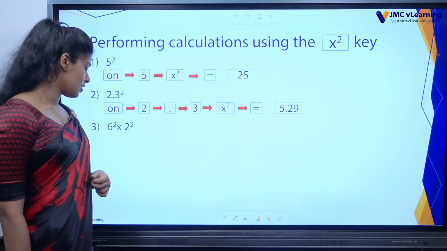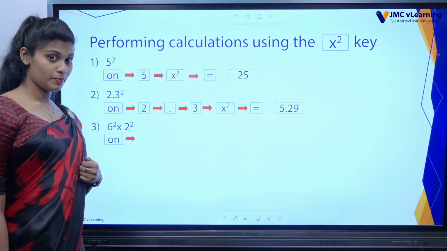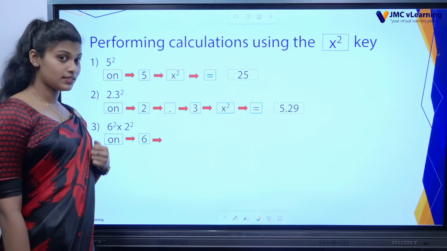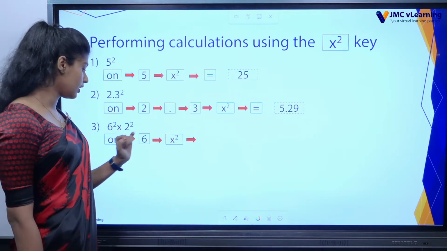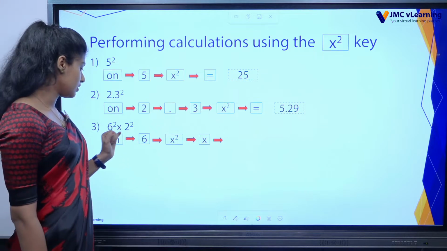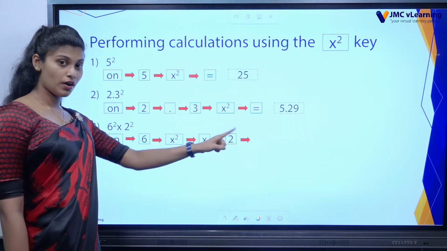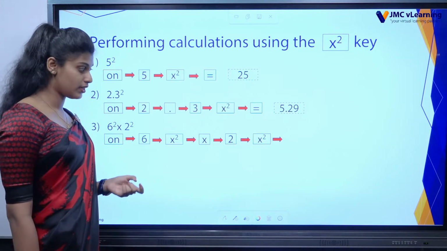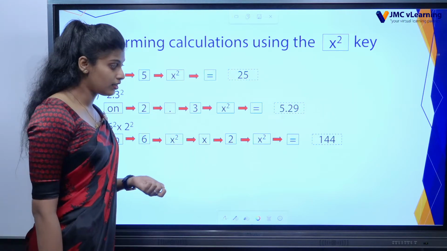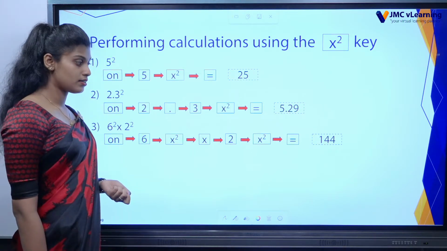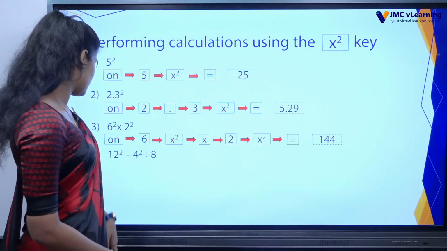6 squared multiplied by 2 squared. Then you have to press the on button, then 6 squared, so press the x squared key, then multiply, then 2 squared, so 2 and then press the x squared key. To take the result, press the result key. The answer is 144. Then let's see another example.